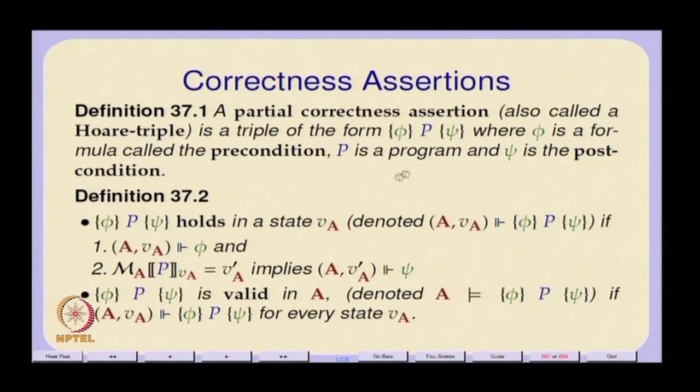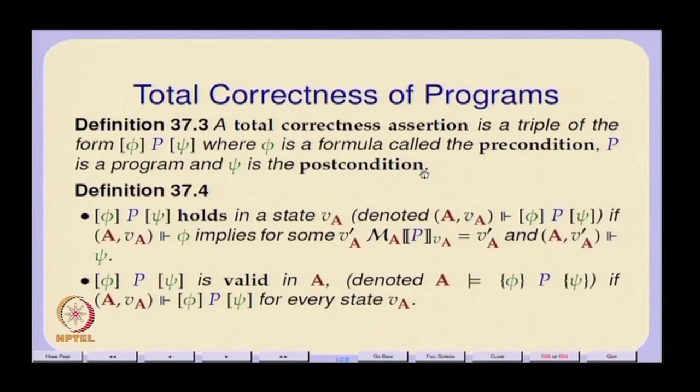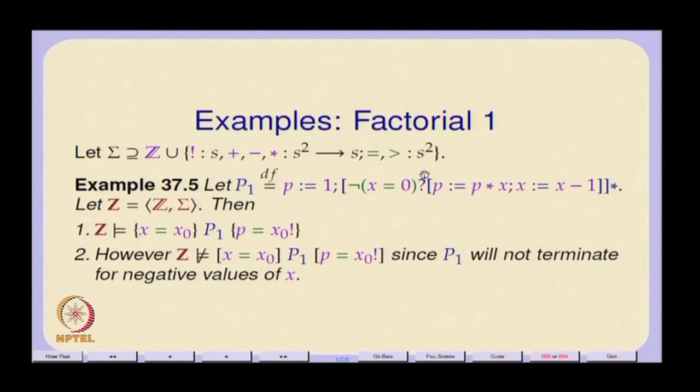Right. So then we defined the notion of partial correctness assertions and total correctness assertions, and let me correct some mistakes I made last time. Let's look at this example of factorial. Let's assume that our signature is some superset of these things. I am including the factorial symbol also there because I am going to use it in my verification.